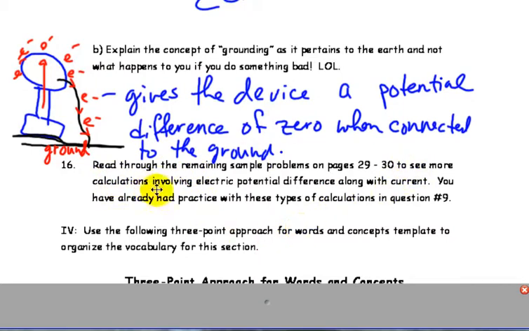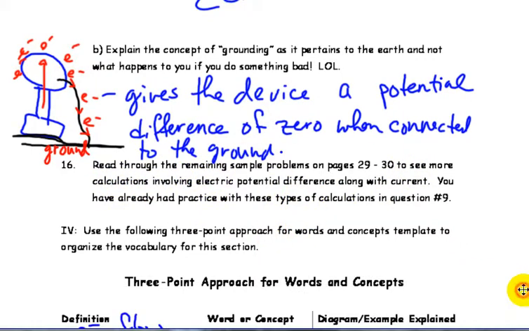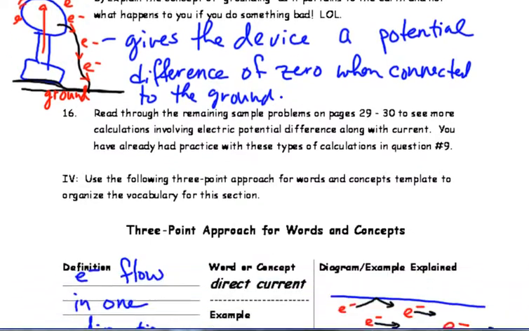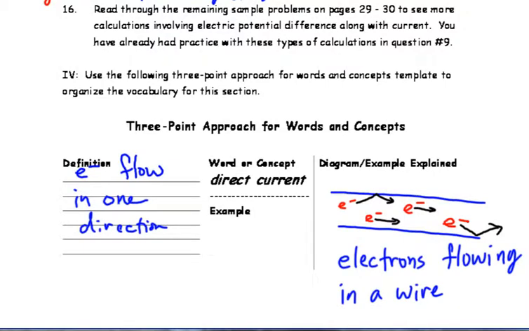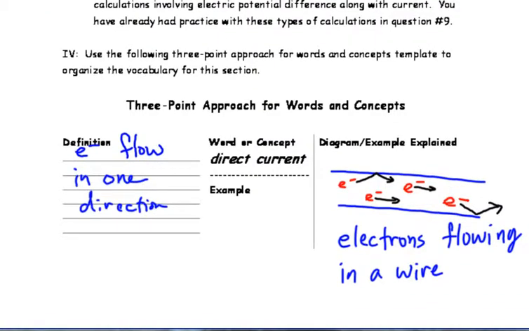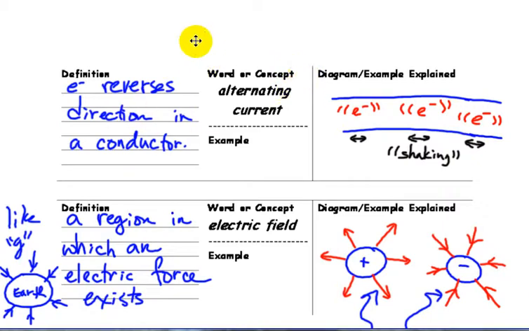Okay. Number 16 here, there are further questions you could look at in the duotang, but we did the highlights of that duotang anyway. So lastly, the vocab. Direct current: electrons flowing in one direction. Here I just have a picture of electrons flowing through a wire to the right-hand side of the page.